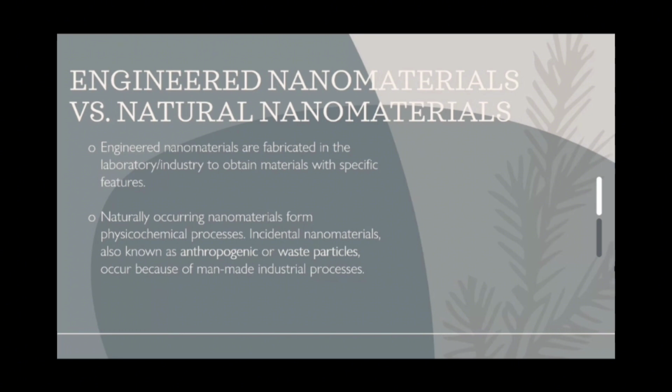While naturally occurring nanomaterials form through physicochemical processes, they are not directly created through human actions. And we have what are called incidental nanomaterials, which are also known as anthropogenic or waste particles. They occur unintentionally because of man-made industrial processes.